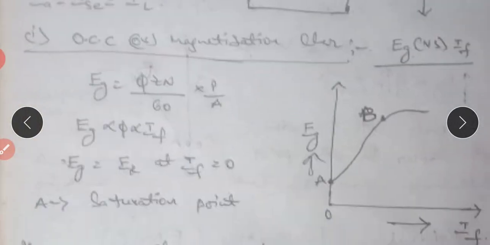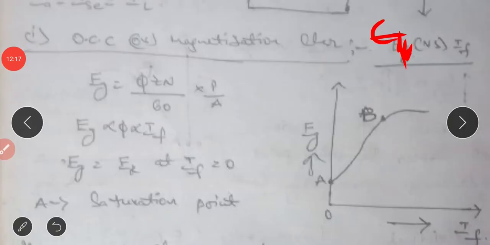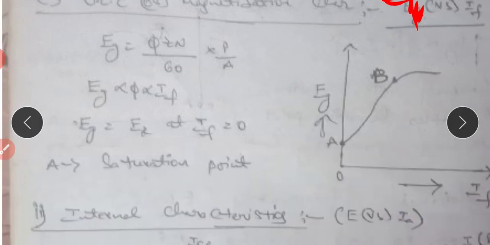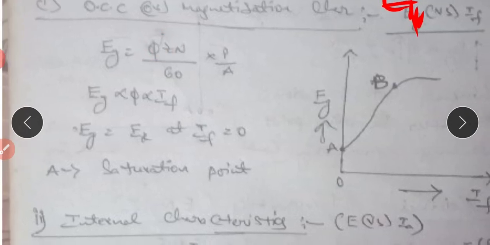So first one, open circuit characteristics or magnetization characteristics. The graph between E0 versus IF. Okay, it is the E0 versus IF graph. So we know that EG equals phi Z N by 60 into P by A. Here phi is the magnetic flux value. So E0 is directly proportional to phi, which is directly proportional to IF.